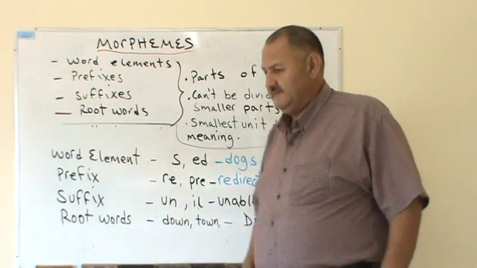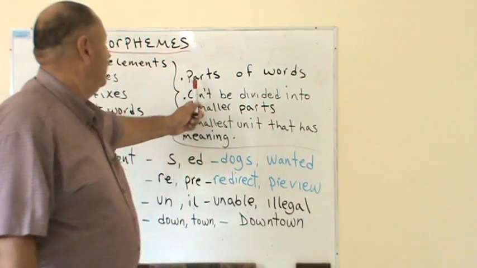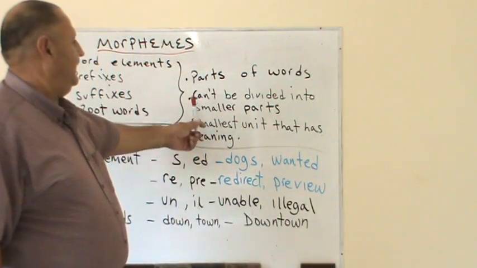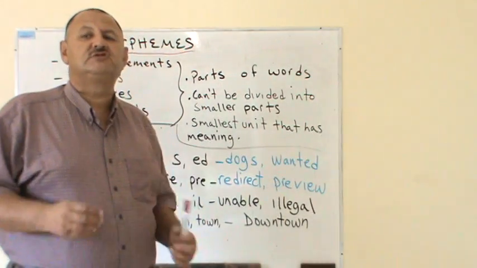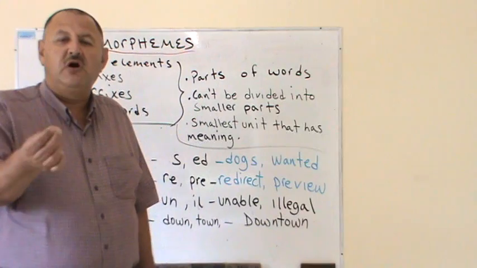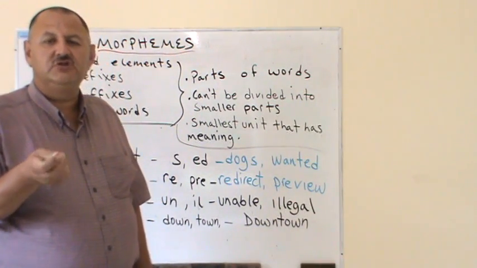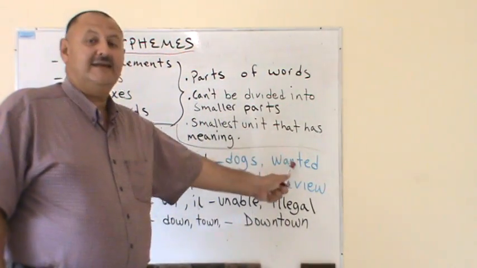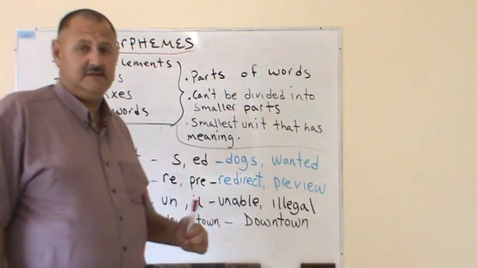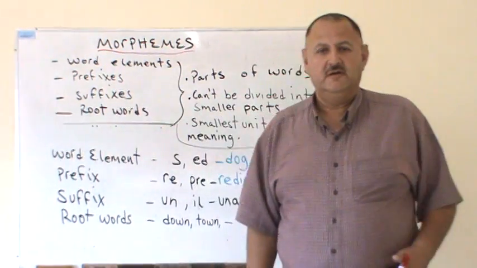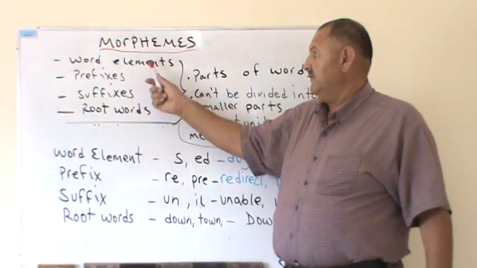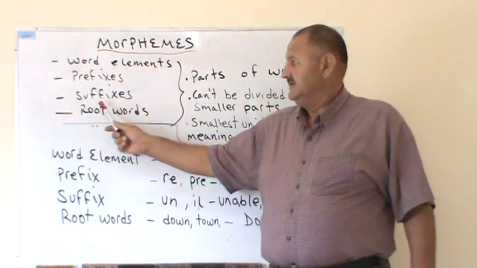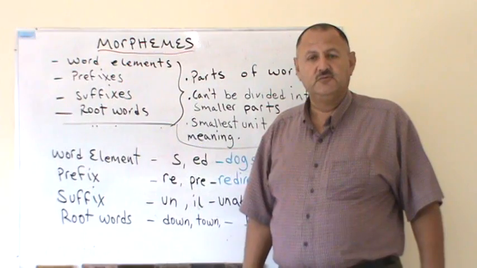Morphemes. And what are morphemes? Morphemes are parts of words. They can't be divided into smaller parts. So they're the smallest language unit in the English language. They're the smallest unit that has meaning. And what are these units? They are word elements, prefixes, suffixes, and root words.